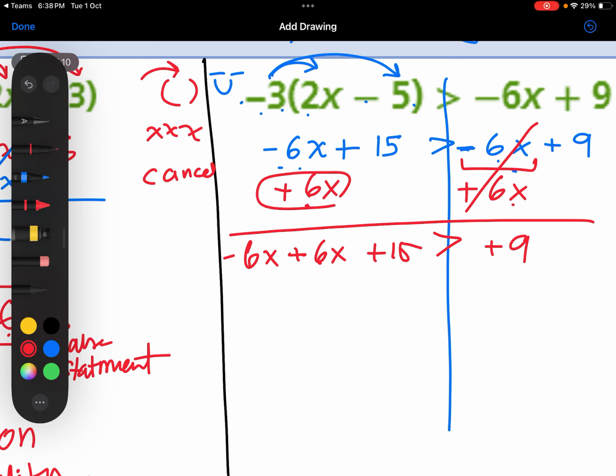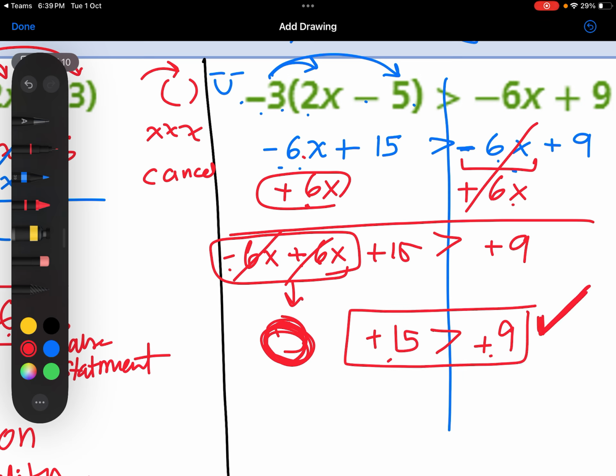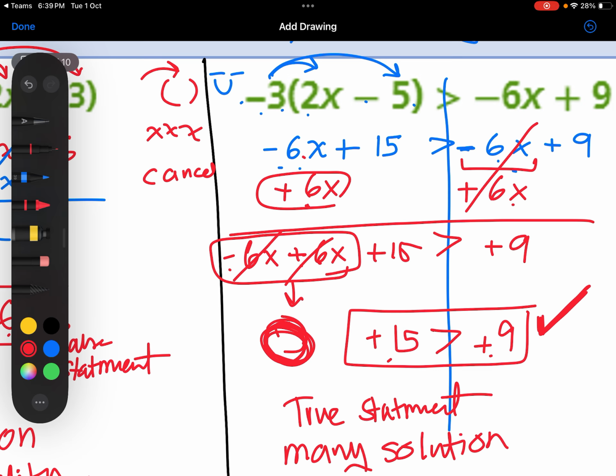Can you see this addition of 6x? It will cancel out with the negative 6x that was here. Negative 6x plus 6x is 0. Different sign, subtract 0. Not 0x, it's 0 only. What do we have left? They cancel. We have 15 positive more than 9 positive. Is this statement correct? Is 15 more than 9? Yes, it is more than 9. Since it's a true statement, then we call it many solution inequality.